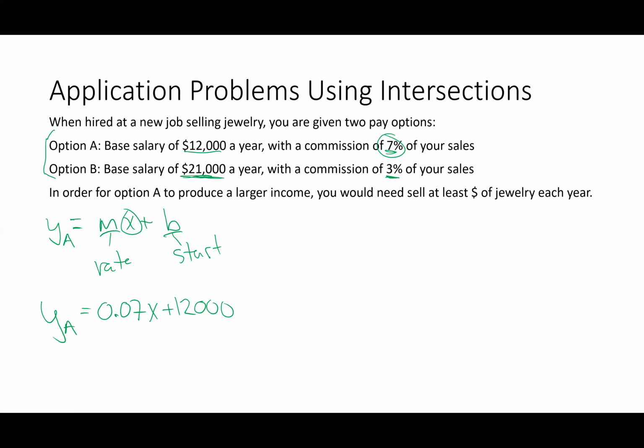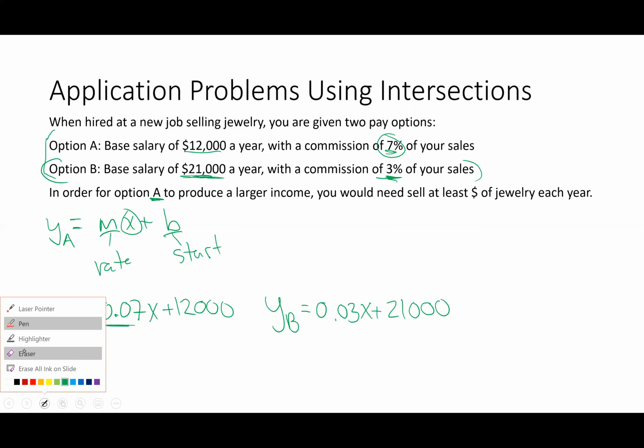Okay. I'm going to use the same sort of construction for B. I've got $21,000 a year, but a 3% commission. And now I want to know when option A is going to produce a larger income. So I need to know when they're going to produce the same income. And since A has a bigger rate, after that point is when you're going to see more return.